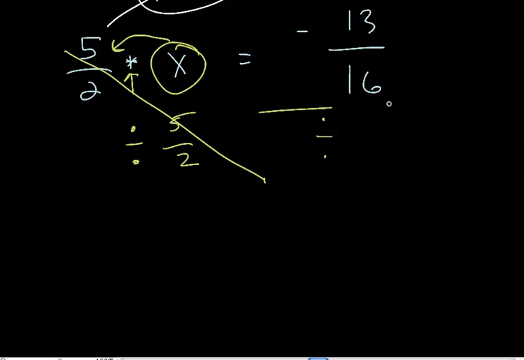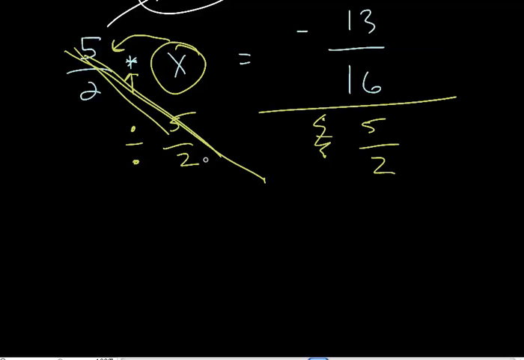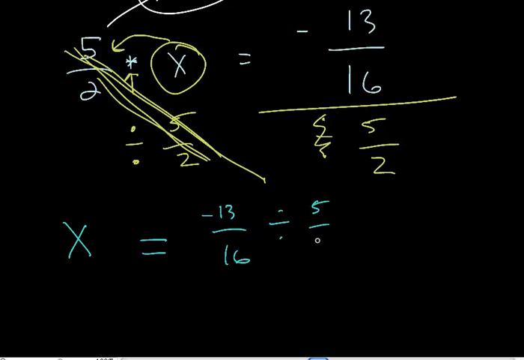And you know what? It's probably easier to write it like this. 5 halves. Remember, it's a fraction. The top number divided by the bottom number. It's the same thing, either way. So the numbers get canceled out, and the only thing I'm left with is x on this side. And x is equal to negative 13 sixteenths divided by 5 halves.